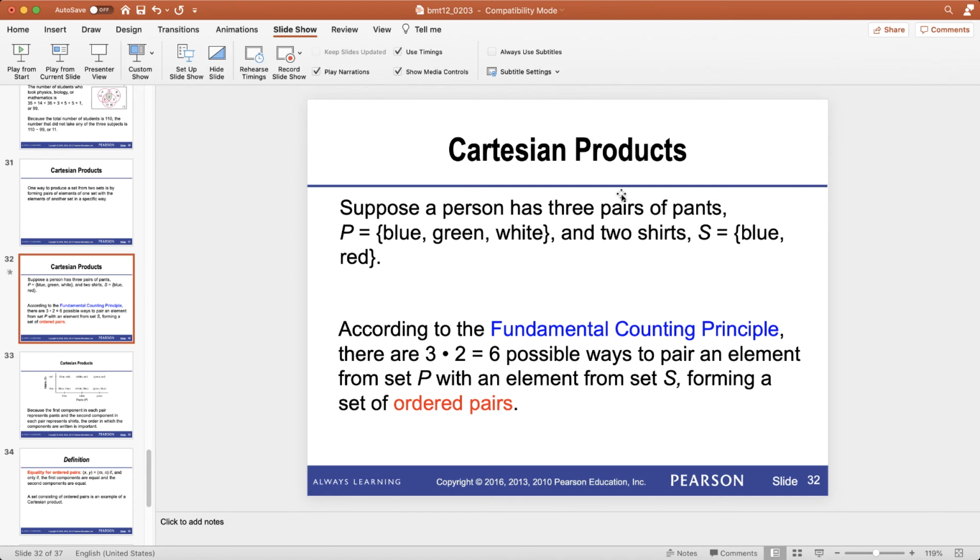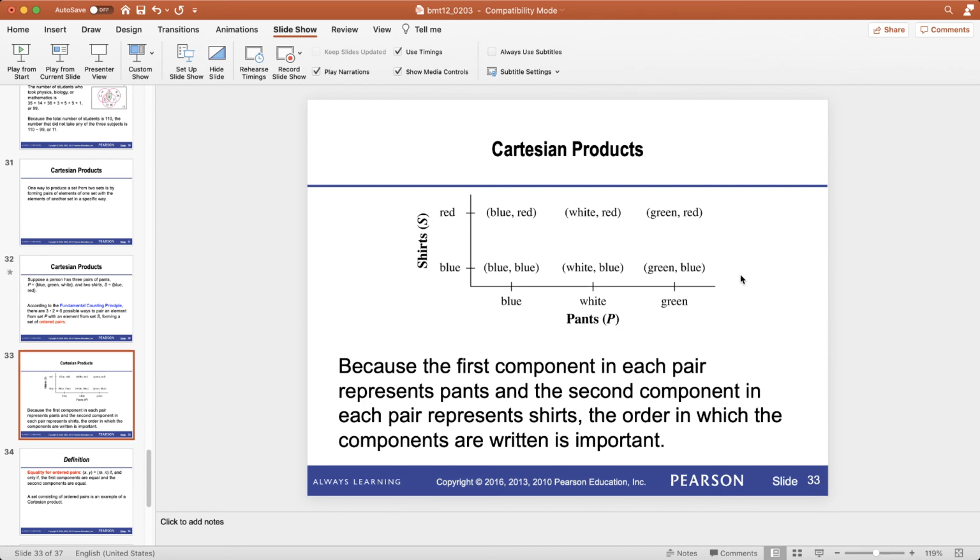So it says, suppose a person has 3 pairs of pants, blue, green, white. I kind of talked about this in the last video. And 2 shirts, blue and red. According to the fundamental counting principle, there's 6 ways to make a pair, an ordered pair. So it would look something like this.